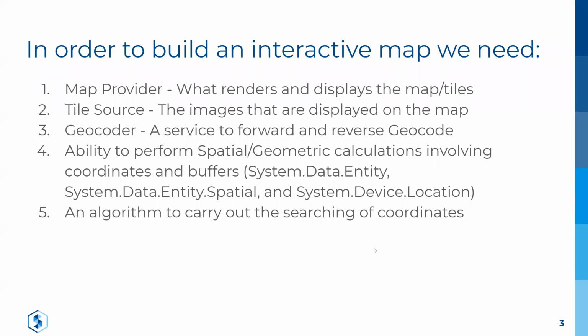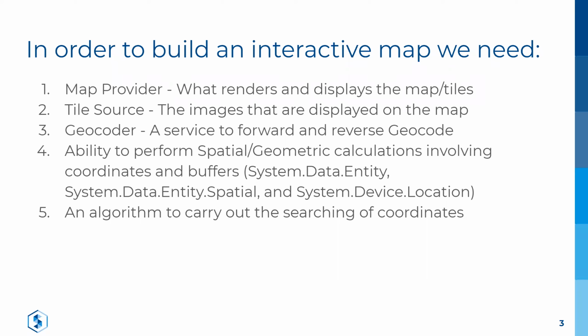So first, when we dive in, to build an interactive map, we need a couple of pieces. One, of course, is the map provider. This is what's rendering and displaying the actual map tiles that you see. If you go to Google Maps and you're playing around with it, there's something rendering it and, as you scroll around, finding the tiles. That's your map provider. You also need a tile source. This is what you're actually seeing on the map, and there's a number of different pieces to those as well.